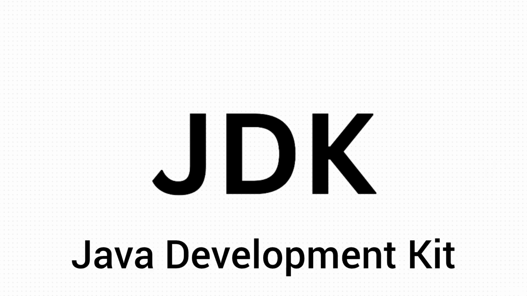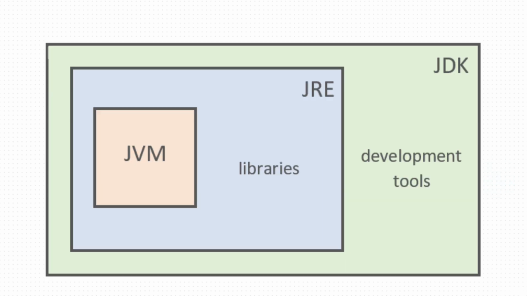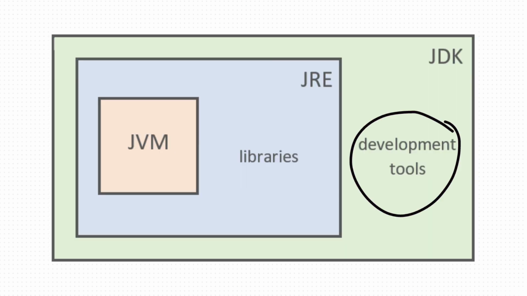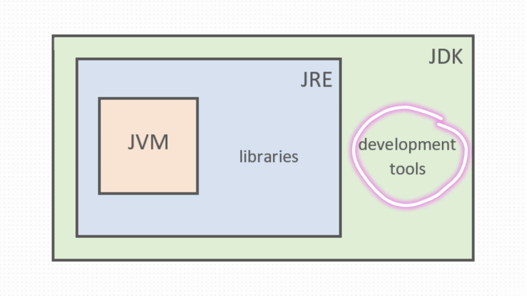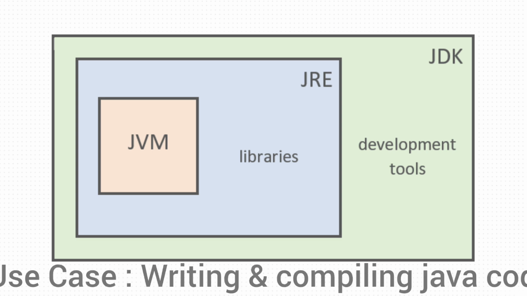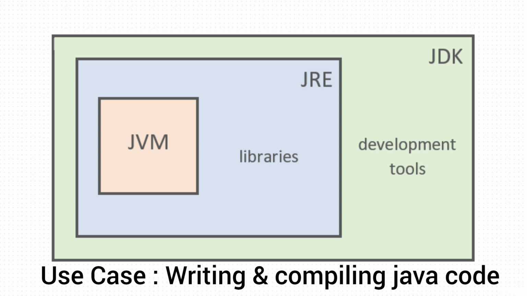Now let's understand JDK, Java Development Kit. This is the full package you need if you want to develop Java programs. JDK is a software development kit required to develop applications in Java. When you download JDK, the JRE is also downloaded with it. In addition to JRE, JDK also contains a number of development tools. Basically, it includes two things. First, development tools and second, JRE. So the main use case of JDK is writing and compiling the Java source code.